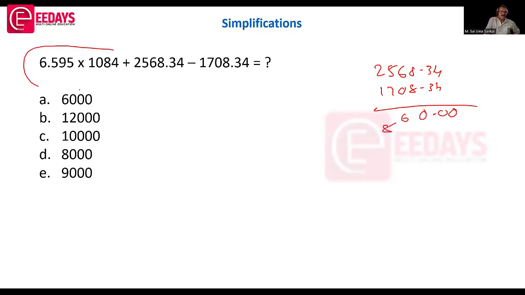And what about this value? This is equal to approximately 1,065,000 or not? Okay, approximately 6 or minus 860. So what is the answer? Approximately 6,000 is the answer.